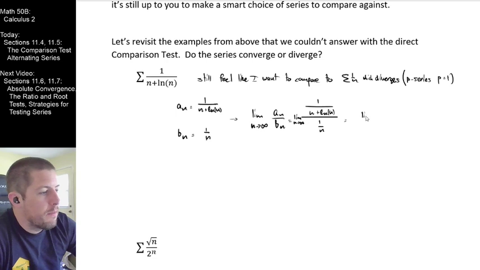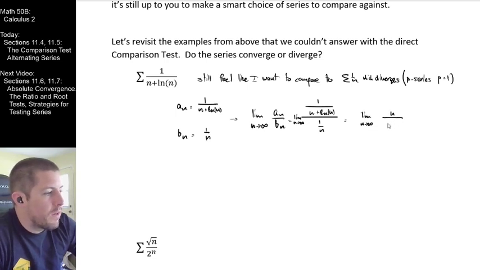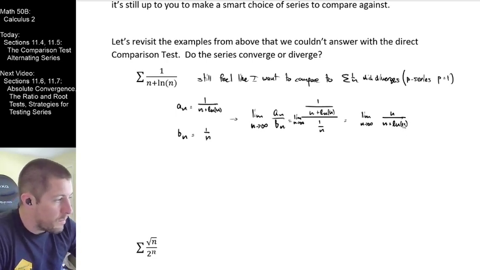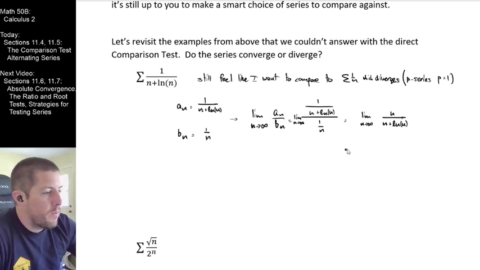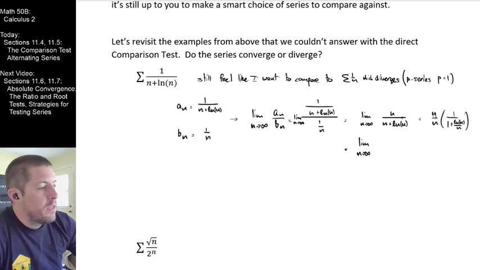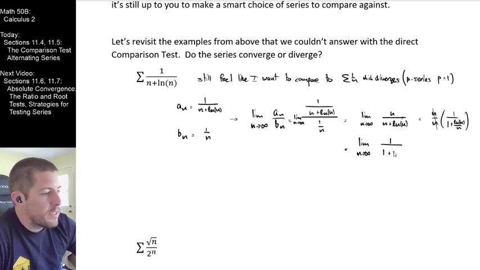And that's going to be the limit as n goes to infinity of n over n plus the natural log of n. If we wanted to be formal about it, we could factor some stuff out right here. I'm thinking of this as n over n times 1 over 1 plus ln n over n. So those n's are going to cancel, and we're left with the limit of 1 over 1 plus the natural log of n over n.